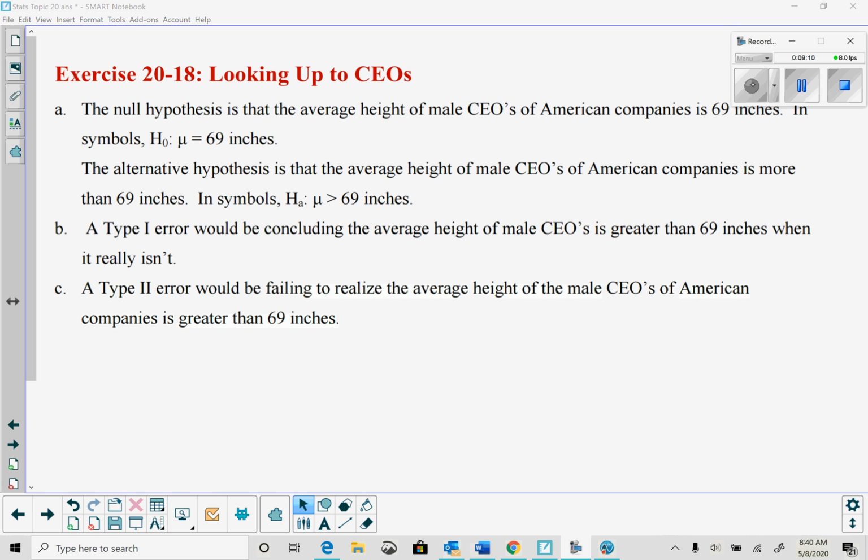So the type 2 error obviously is the opposite there. We fail to reject the null hypothesis when we really should have. So a type 2 error in this case would be saying there's no evidence that CEOs are taller than this when they really are.